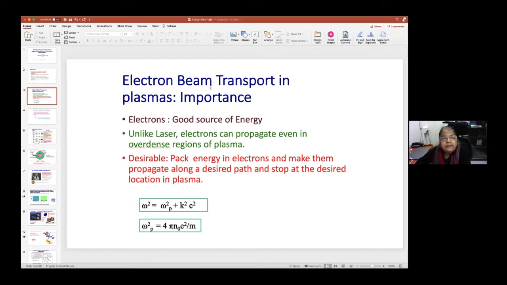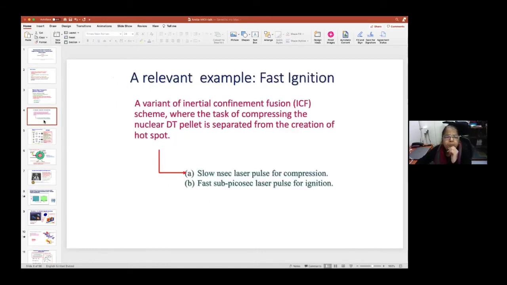So there, the choice is that energetic electrons need to be used. Often it is desirable that you pack a certain energy in electrons and make them propagate along a desired path and stop at the desired location in plasma. That is very important especially in the fusion context. So let me briefly talk about it. There's a relevant example of fast ignition.